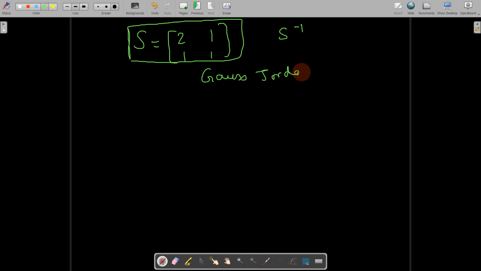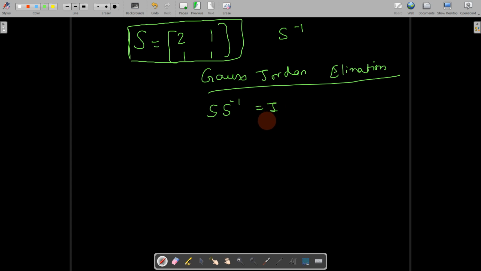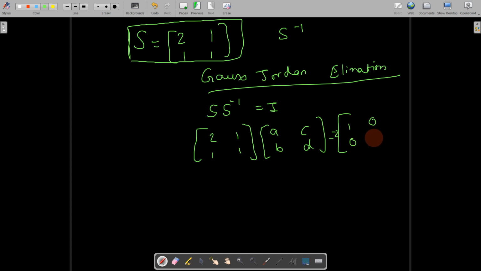I will give you a quick geometric, real life meaning as well of why the Gauss-Jordan elimination method works. Okay, so first I will tell you what we are doing. I know that when a matrix S is multiplied with its inverse, it will give you the identity matrix, right? So we know the value of S, 2 1 1 1, and we don't know S inverse right now, so we will write it as A, B, C, D is equal to the identity matrix 1 0 0 1.